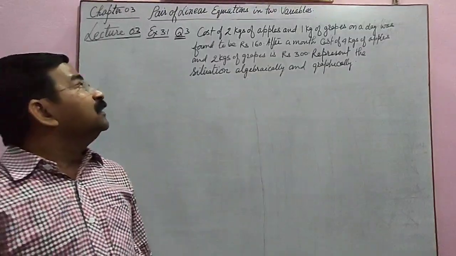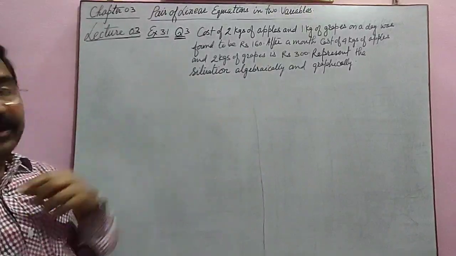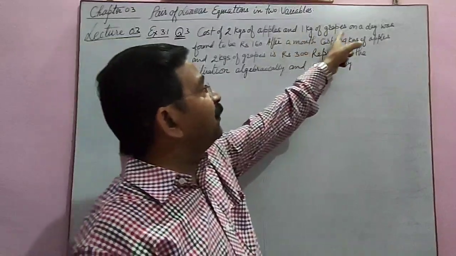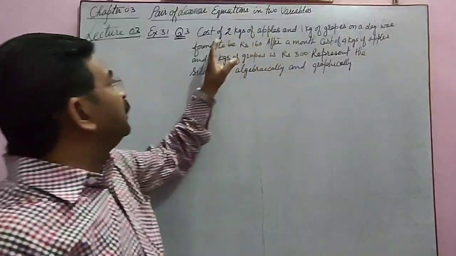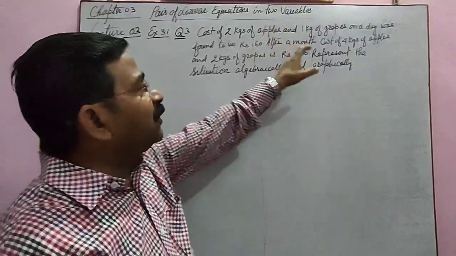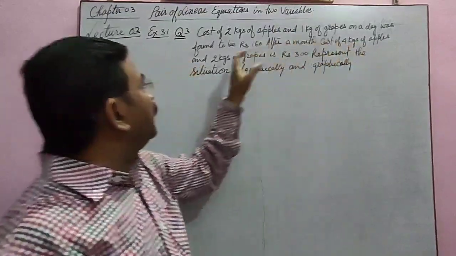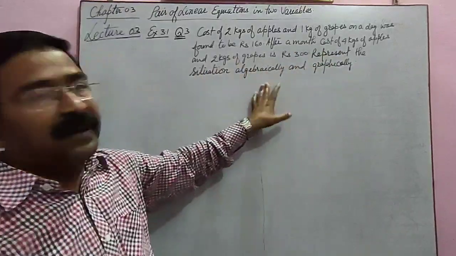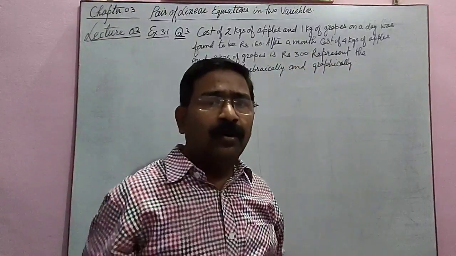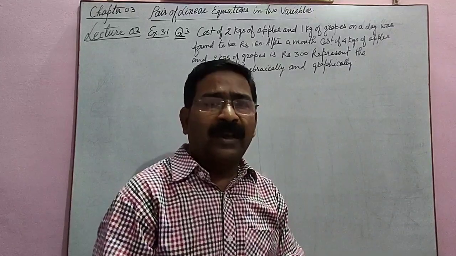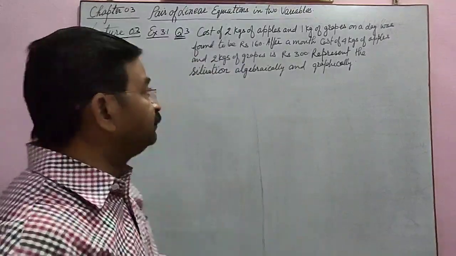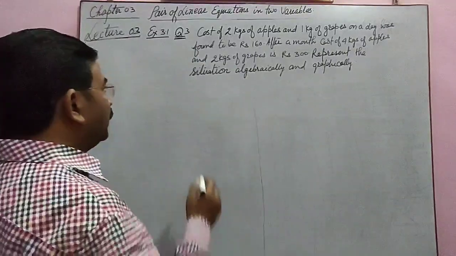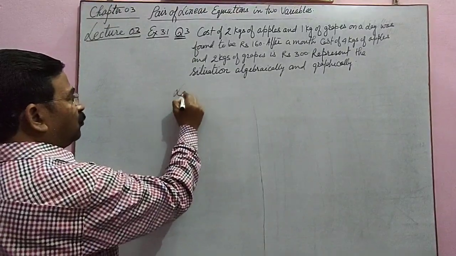Now the last question of the exercise, the third question. I am reading it. Cost of 2 kgs of apples and 1 kg of grapes on a day was rupees 160. After a month, the cost of 4 kgs of apples and 2 kgs of grapes is rupees 300. Represent the situation algebraically and graphically. The same question. No need to find the cost. We have to plot the graph and form the equation. Let's see how.